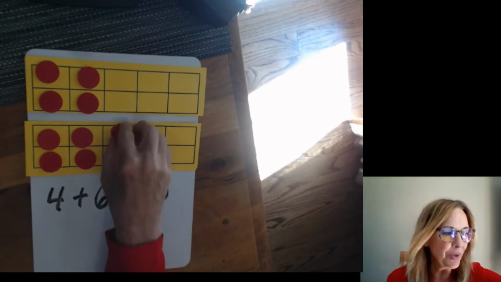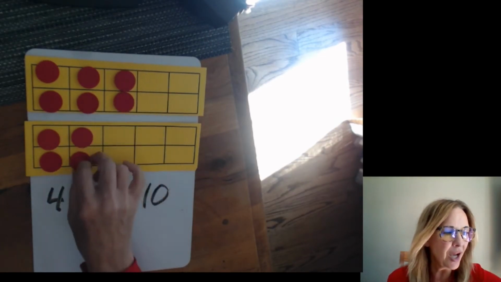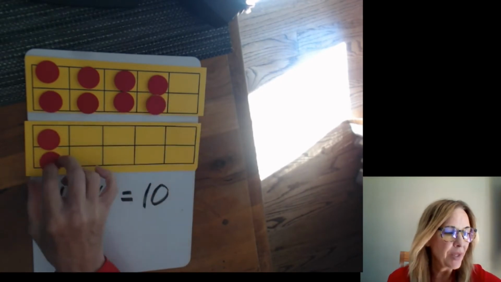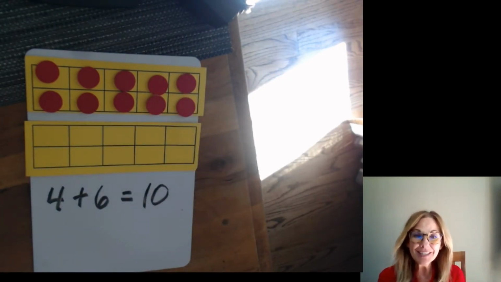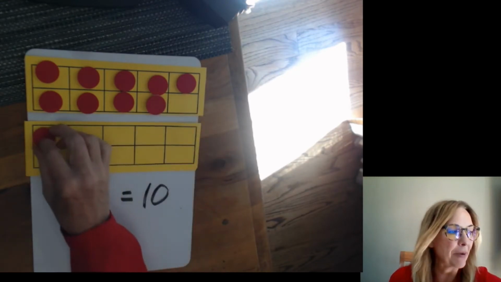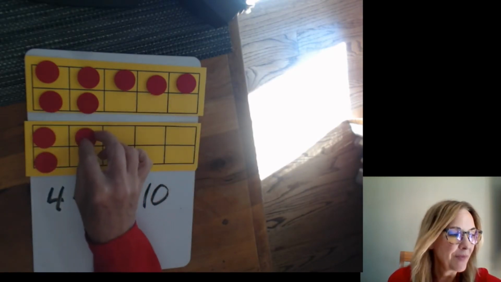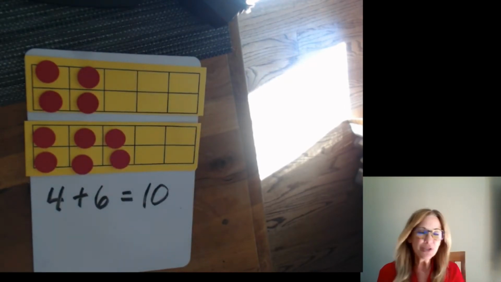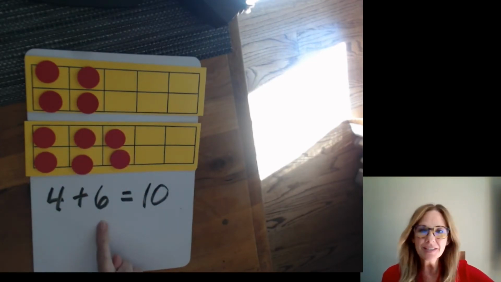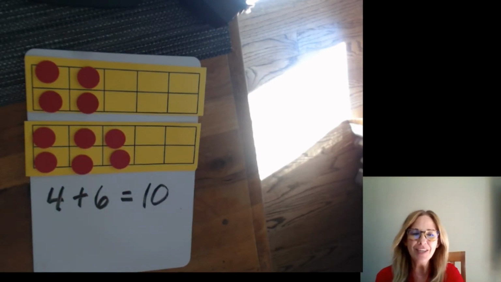Oh, Jessie, you have an idea. Jessie said, can we put the dots on the bottom on the top to fill up the 10 frame and make a group of 10? Can we do that? Yes, that's exactly what we did. We added the dots on the bottom to the top and made a group of 10. Now let's put them back. And now we show our equation again. 4 and 6. I love thinking about math, don't you? Let's do another.